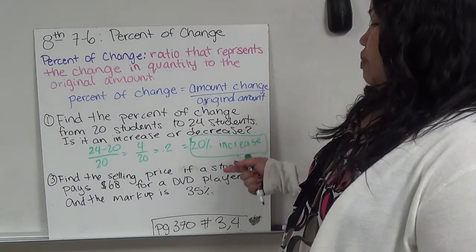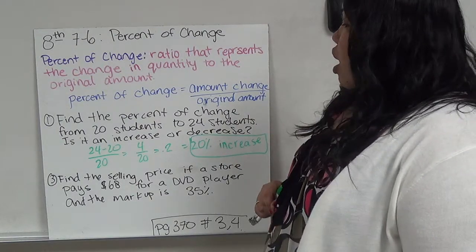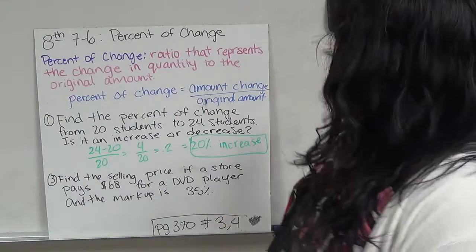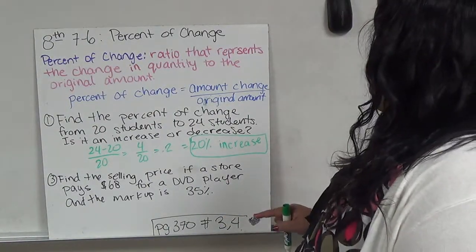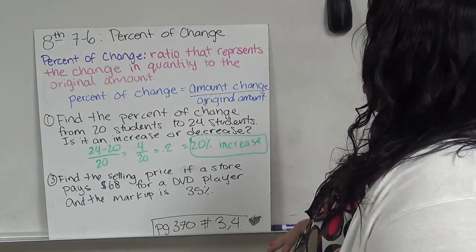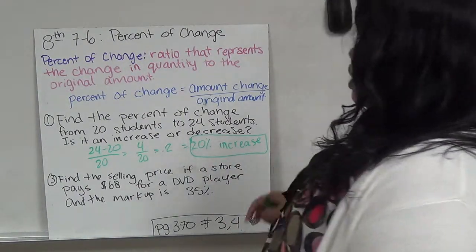Number 3, I don't know why it says number 3 when it should say number 2. Find the selling price if a store pays $68 for a DVD player and the markup is 35%.